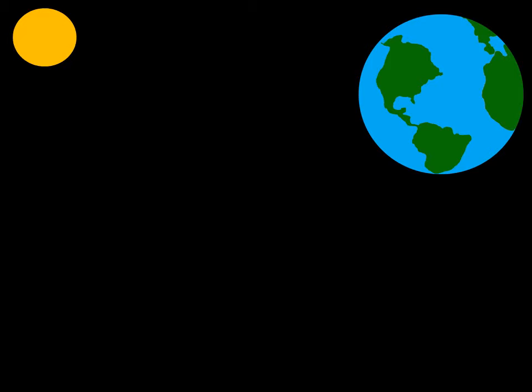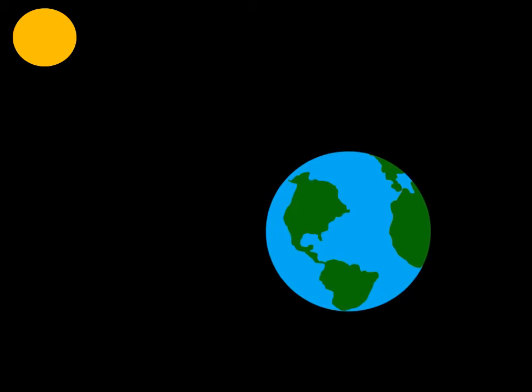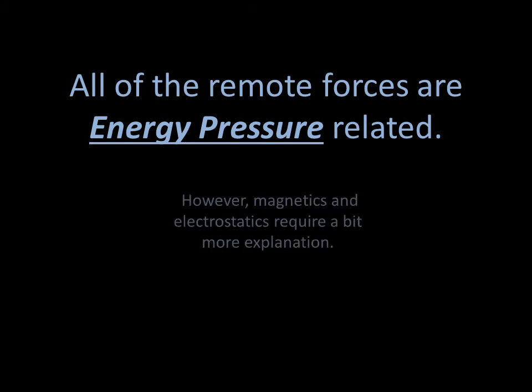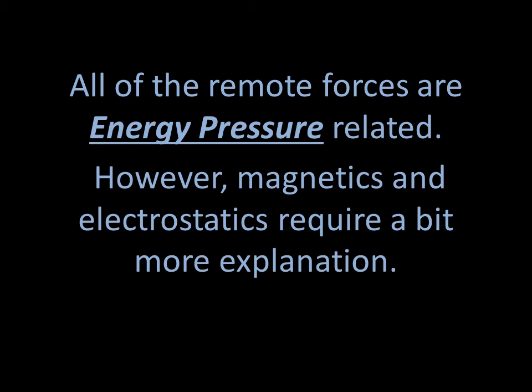If you multiply this simple explanation by the billions of atoms making up each of the stars and planets, then you have an explanation of celestial gravity. All of the remote forces are energy pressure related. However, magnetics and electrostatics require a bit more explanation.